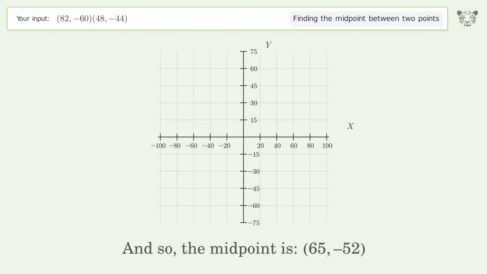And so, the midpoint is 65, negative 52.